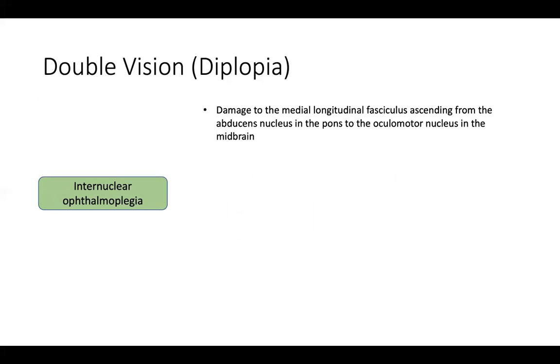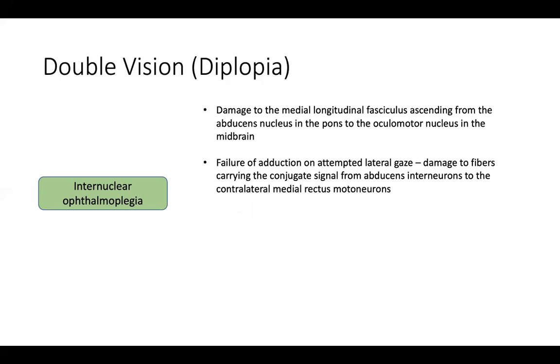Internuclear ophthalmoplegia results from damage to the medial longitudinal fasciculus, ascending from the abducens nucleus in the pons to the oculomotor nucleus in the midbrain. Damage to fibers carrying the conjugate signal from abducens interneurons to the contralateral medial rectus motor neurons results in a failure of adduction on attempted lateral gaze.